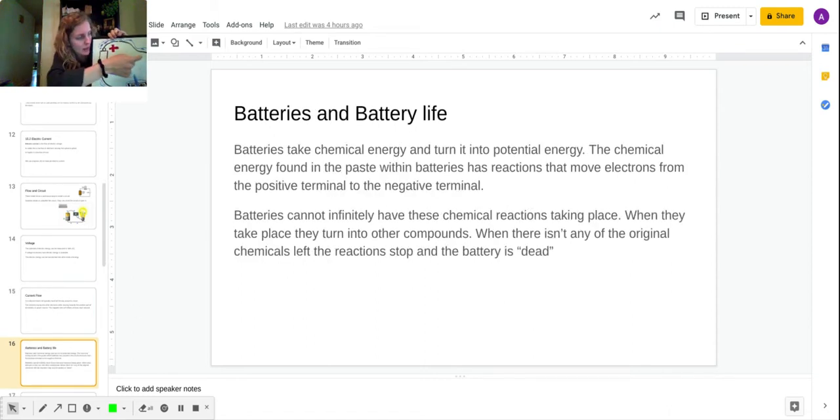So batteries, this little bad boy right here, there's a chemical energy in here that turns into potential energy. The chemical energy is found within a paste. So in batteries, let me just make sure that I'm drawing my picture right. This is our positive end, and inside the battery, there's a moist paste that has chemical energy in it. There are different chemicals in here. And I think if I write it, can you see it? Oh, you can read that. Okay.